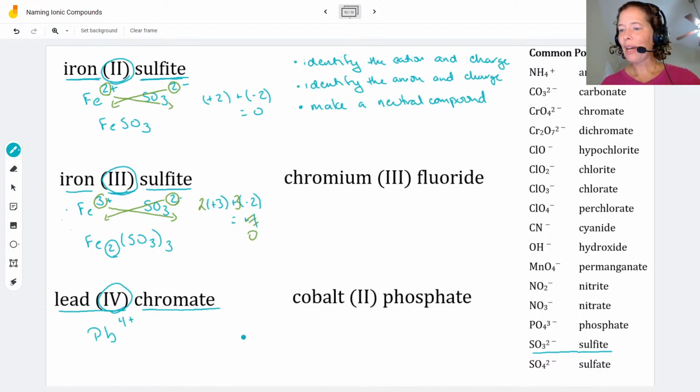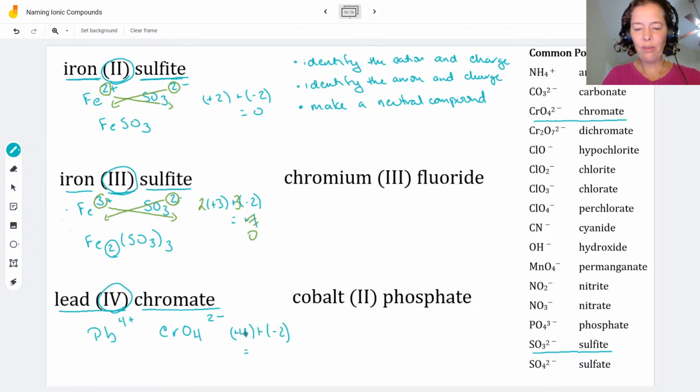Chromate, that's a polyatomic ion. Let's find chromate. Here it is right here. I'm just going to write that down: CrO4 with a charge of -2. Okay, let's see. Do we have a neutral compound? We have +4 plus -2. This gives us a charge of +2. So no, we're definitely going to need multipliers here, but this is a pretty simple multiplier. If I put a 2 in front of the chromate, now I've got 0. Bam, I've got a neutral compound.